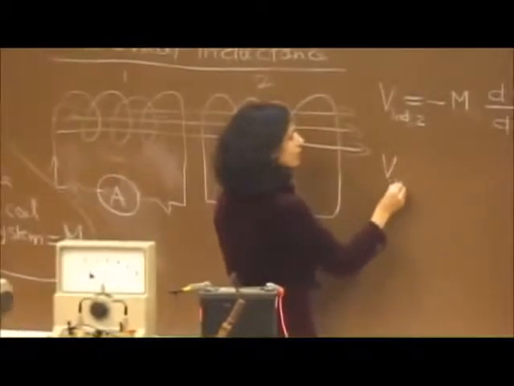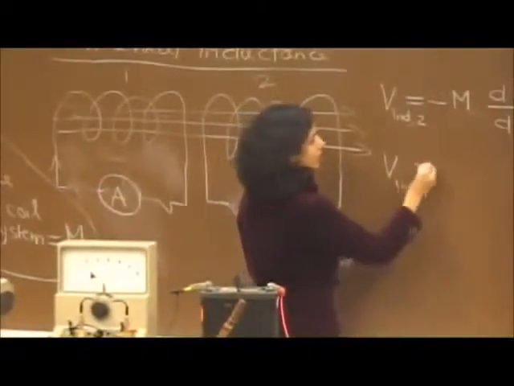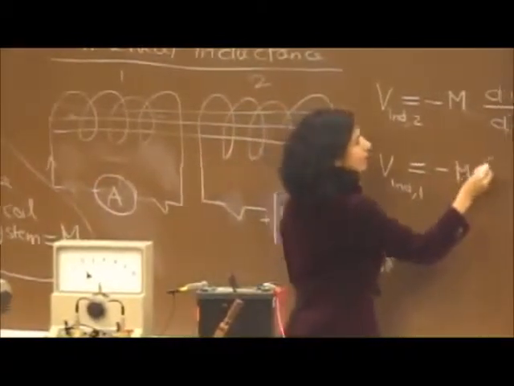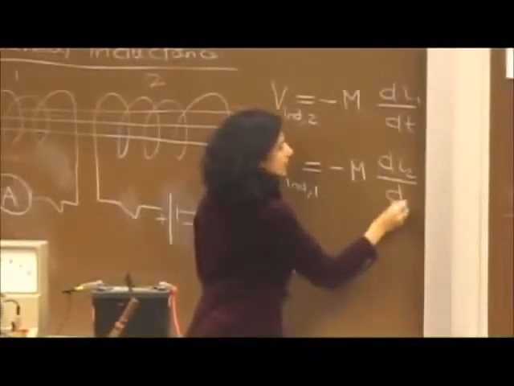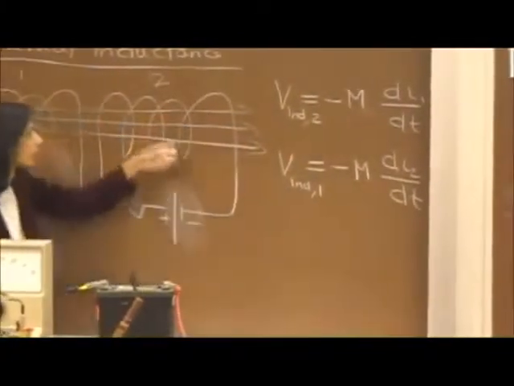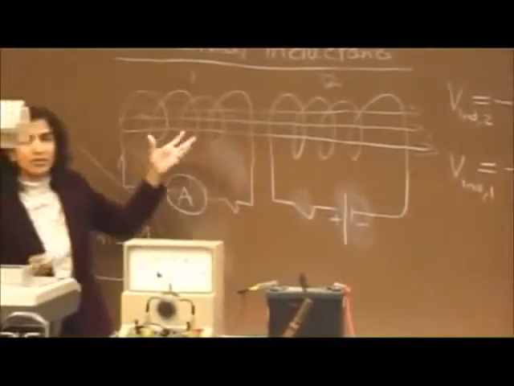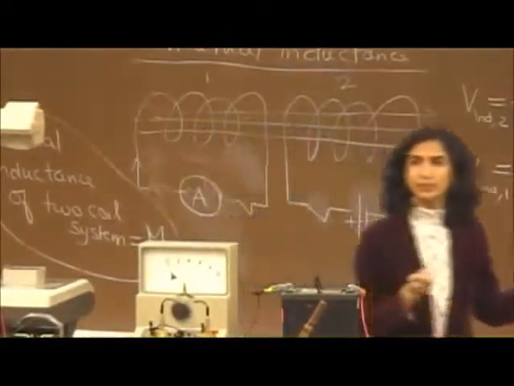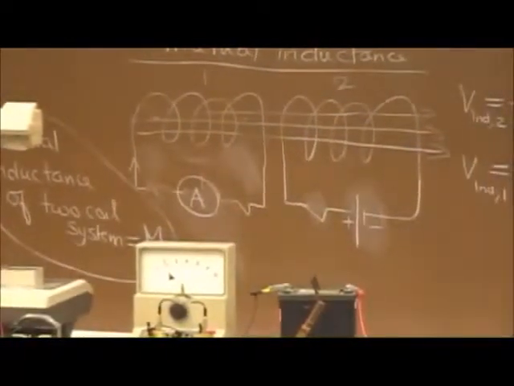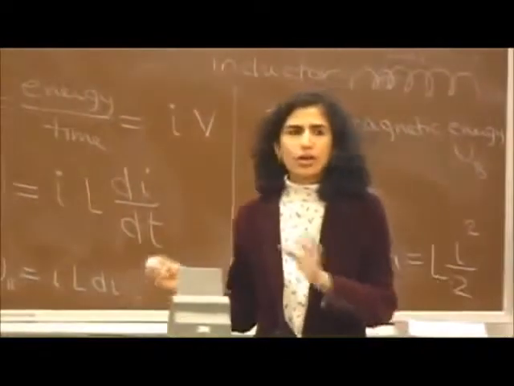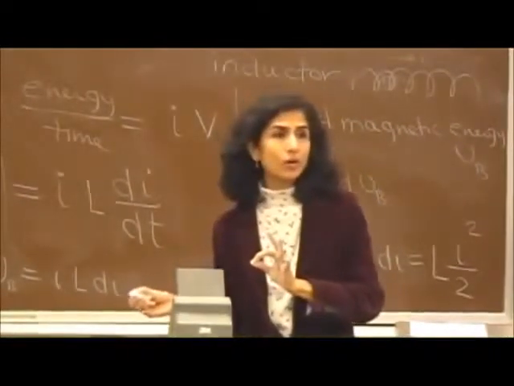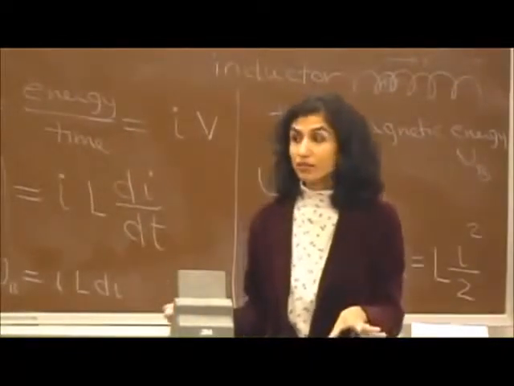So I can also say this: V induced in the first coil can be written as minus M di2 over dt. So if the current in this coil is changing, it will induce an EMF in this coil, right? Any questions about this? Okay, this is all you need to know in the chapter that we were in right now.